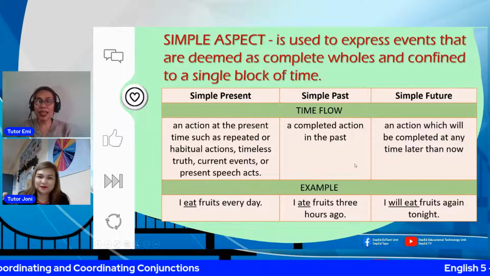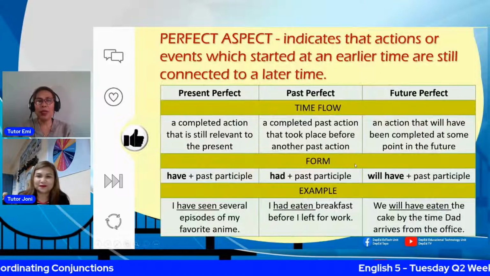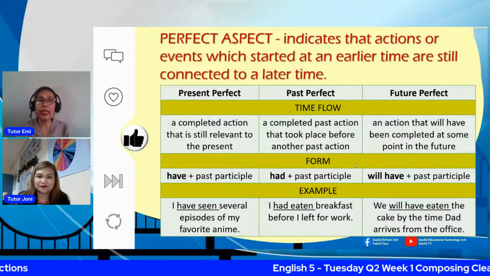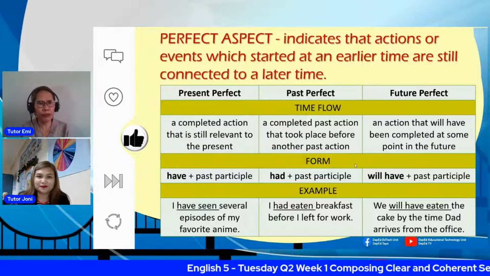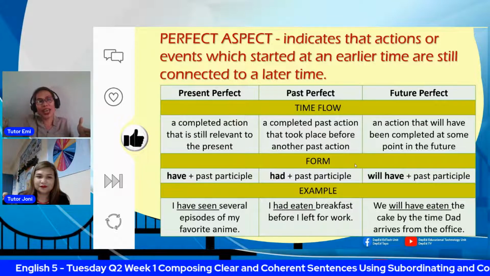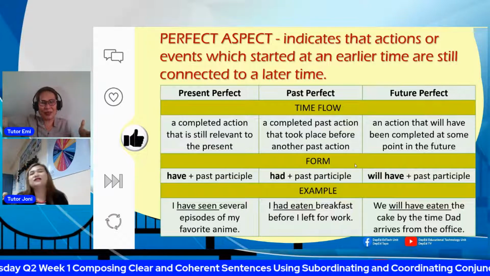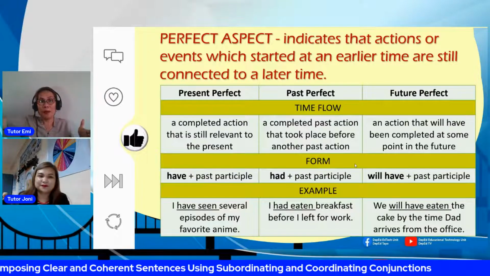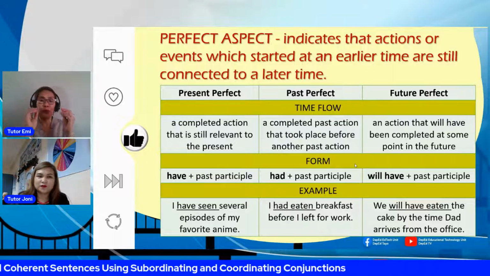Now let's go to the second type. We have the perfect aspect. It indicates that actions or events which started at an earlier time are still connected to the later time. We call that one perfect aspect.